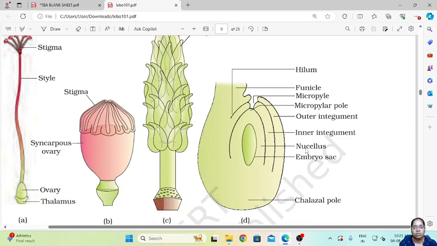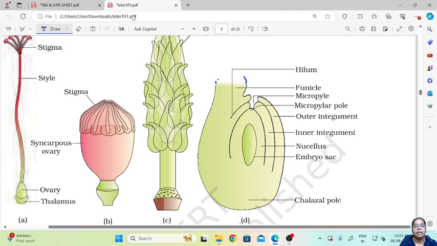Now let us see the structure of the ovule. This part over here is the funicle, which helps in attachment of the ovule to the placenta. Then this is the hilum part, and the micropyle, which is the opening where the germinating pollen tube will enter into the embryo sac. This is the embryo sac. These are the integuments, which help in the protection of the ovule. This is the chalazial pole, the basal part of the ovule and the funicle.